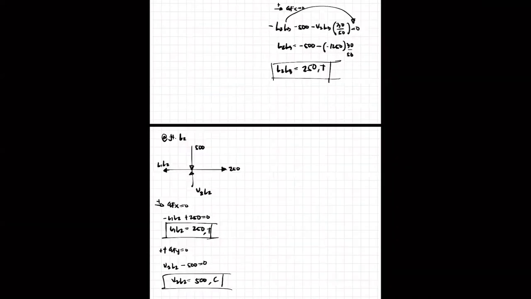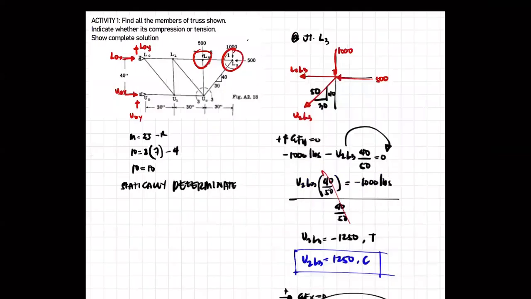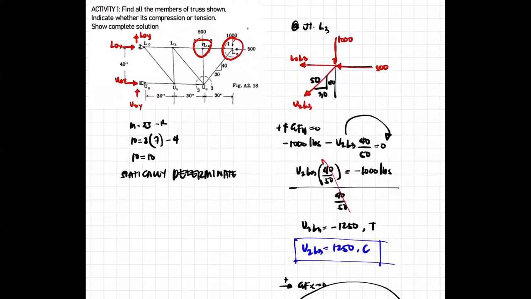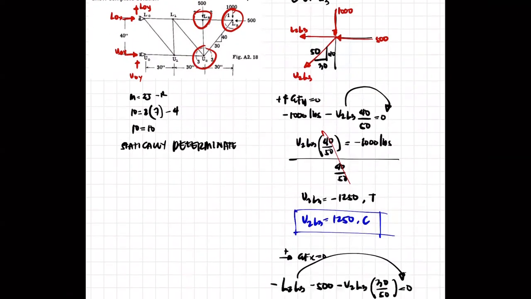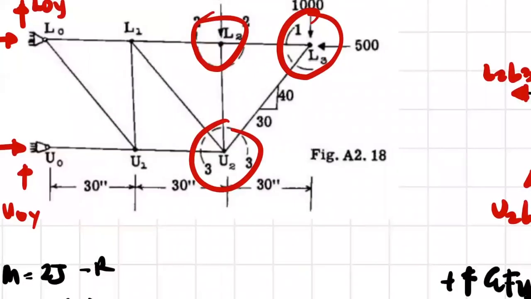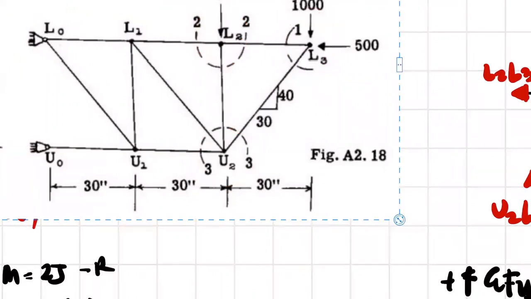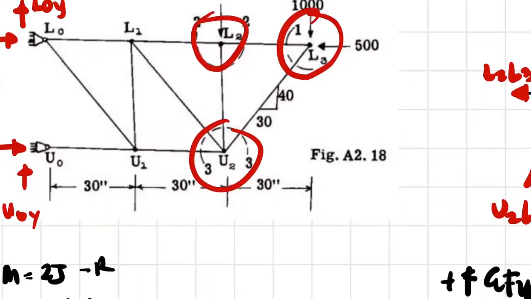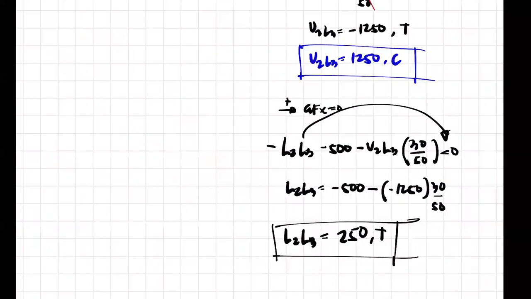Okay. So next, we will get U sub 2. Let's use U sub 2 as per the indication of our problem. So at joint U sub 2, we have a drawing. What I will do is just take a screenshot of this and copy it.